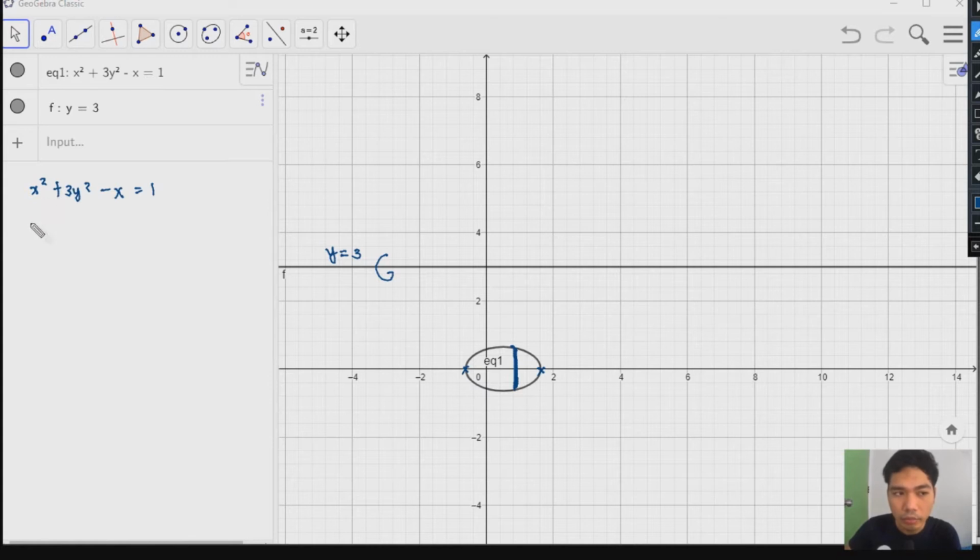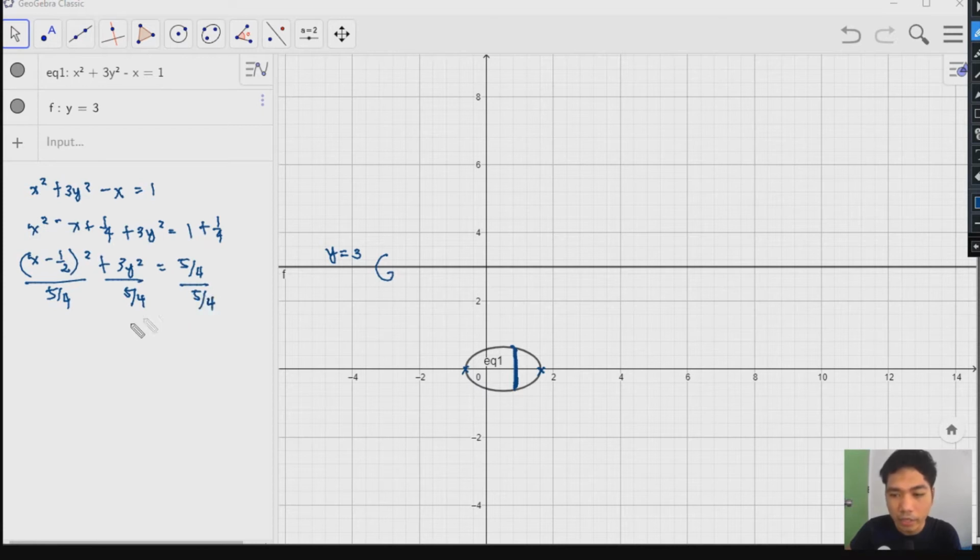And then I'll try to complete the square for x, so that's x squared minus x plus 1 over 4, and then plus 3y squared is equal to 1 plus 1/4. And then we can have x minus 1/2 squared, okay? And then plus 3y squared is equal to, that's 1 plus 1/4, so we have 5 over 4. And then we could divide this by 5 over 4, each of the terms, para makuha natin yung kanyang standard form.